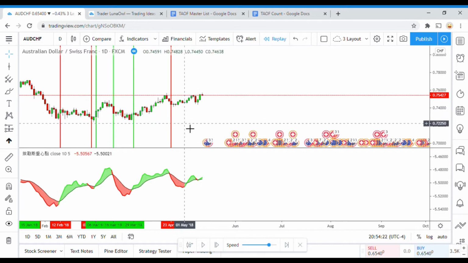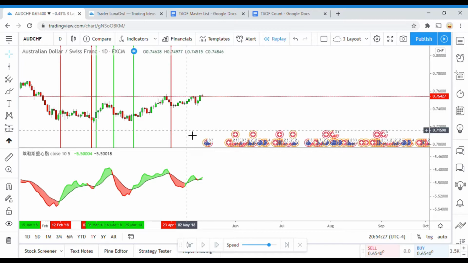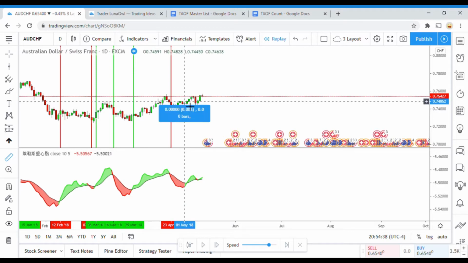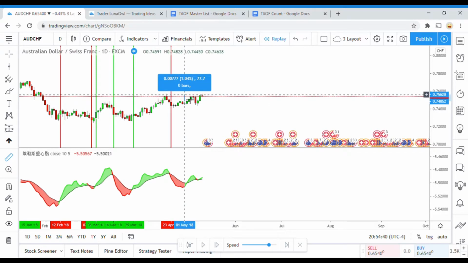Just too many issues with trying to trade reversals to make it worth our time. Let's see here. Signal right there, and it looks like it may have gotten, maybe, yep.